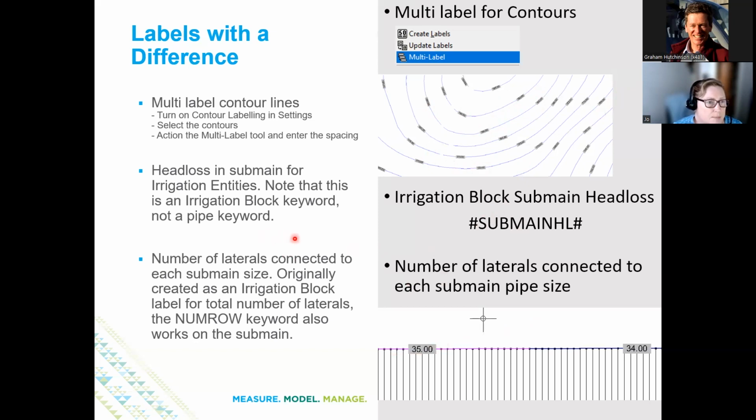Another label that I thought was a little bit different than the rest was the irrigation block submain head loss. So this is actually the only way where you can get a total of the submain head loss in Irricad.